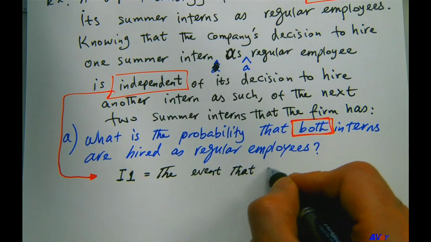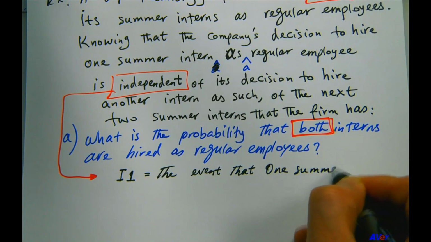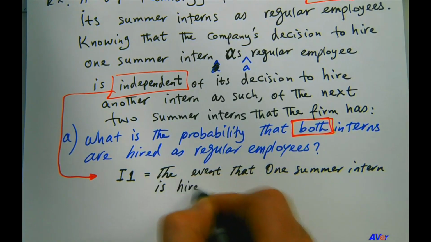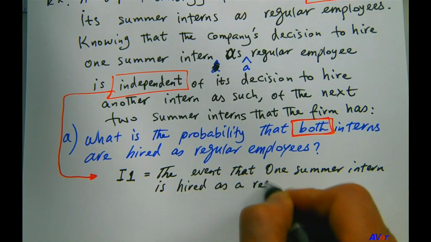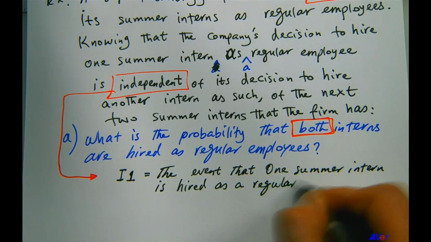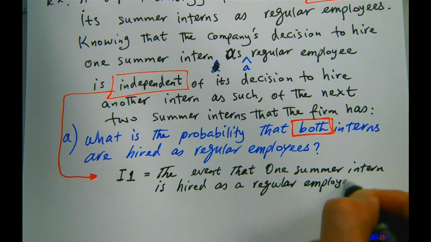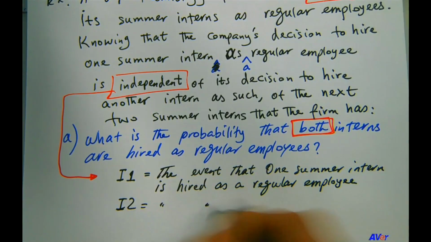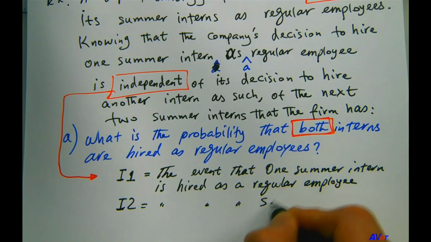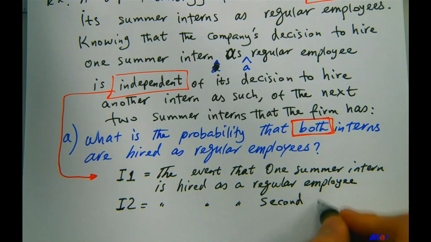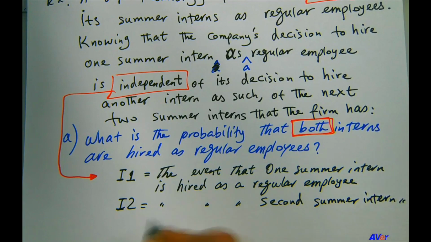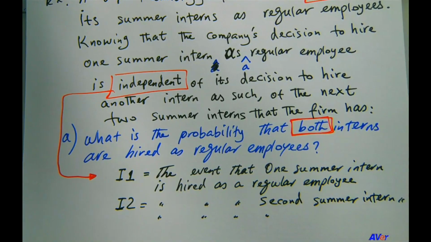that one summer intern is hired as a regular employee. Okay, and let's do the same thing, but I2 meaning the same thing, the event that the second summer intern is hired as a regular employee.